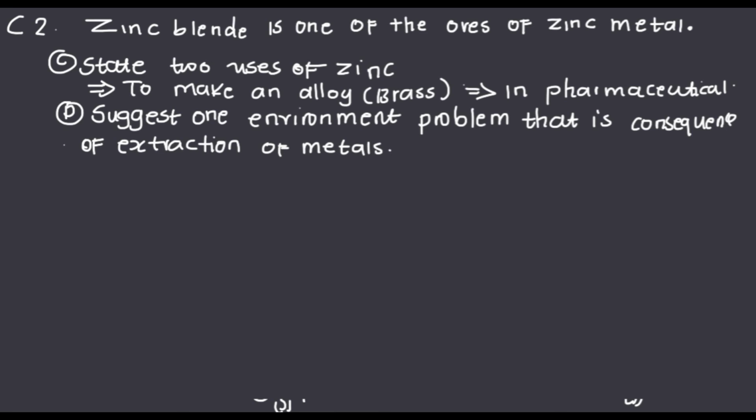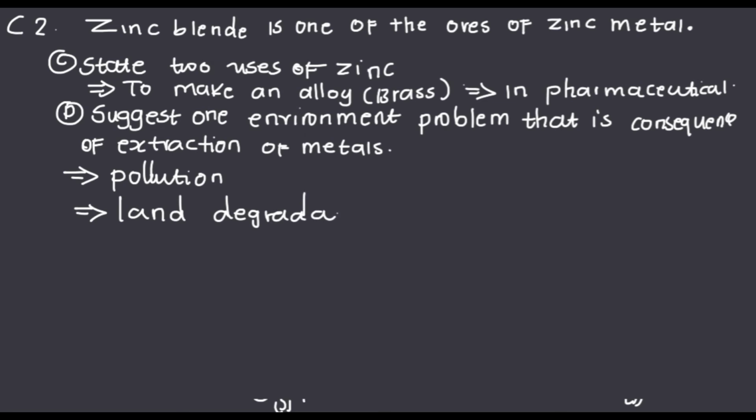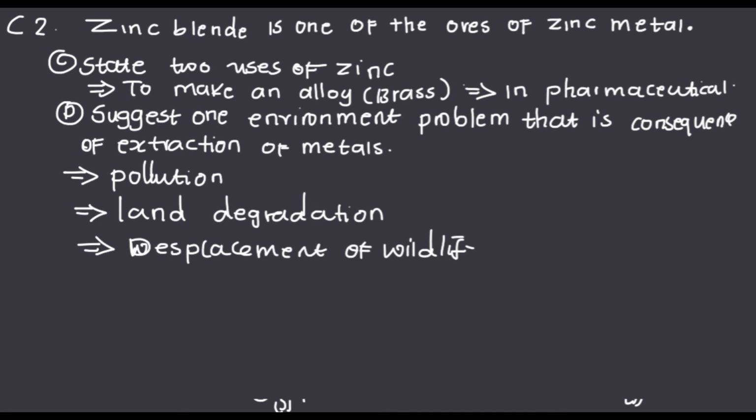Now we move on to question D. Suggest one environmental problem that is a consequence of extraction of metals. So this is just metals in general. Since we are just revising, let's see how many we can give here. Number one, we may have pollution. Pollution includes water pollution, air pollution, even land pollution. Then number two, we have land degradation. Then apart from this, we may have displacement of wildlife. So these are some of the negative impacts of extraction of metals in general.